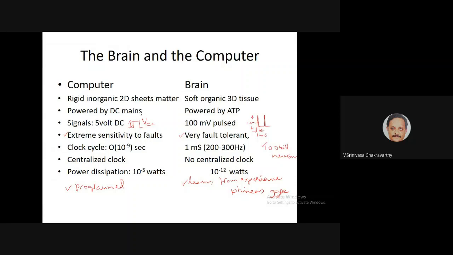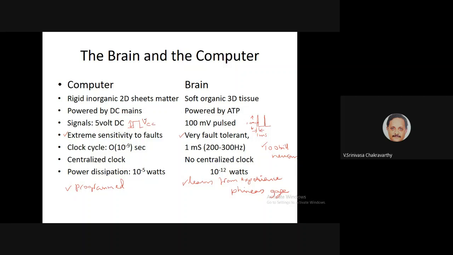And now, computers are powered by DC mains, while the brain is powered by ATP. Instead of DC mains, the brain has four major arteries entering it at four different points, and these arteries carry oxygenated blood to pretty much every point in the brain tissue. There, the glucose and oxygen from the blood is ultimately converted into ATP after a series of steps. And this is chemical energy which is used to power the neural activity. So in that sense, the power distribution methods are quite different between the brain and a computer.